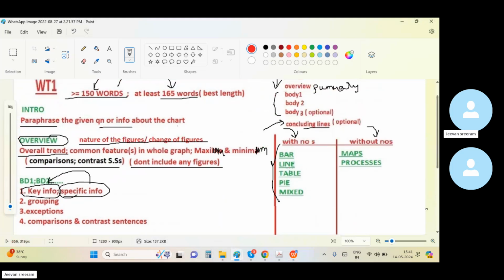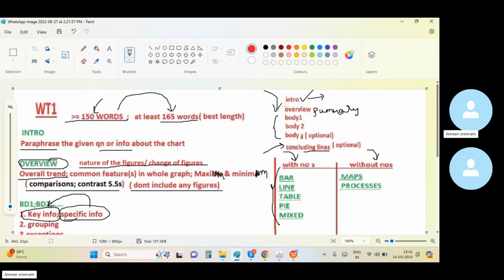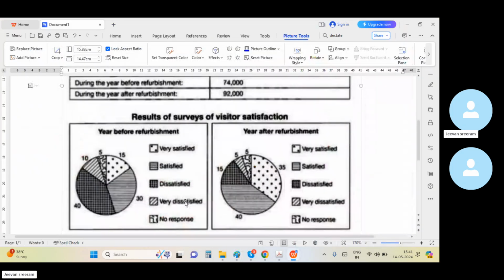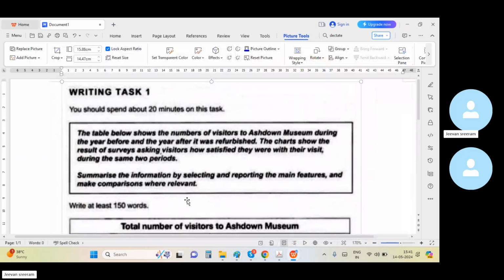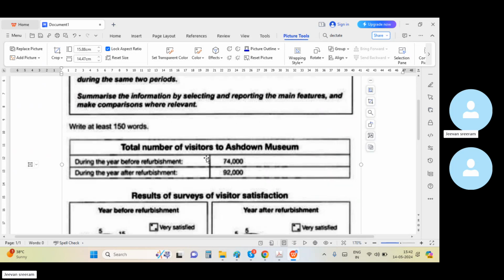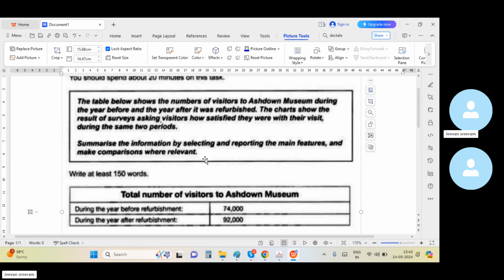what do we have to write? Introduction, and then overview, body paragraphs, and then concluding lines, right? So I have to check what kind of tense I can see in this introduction. Is it talking about any past details, or is it just giving any present details or something of that sort?